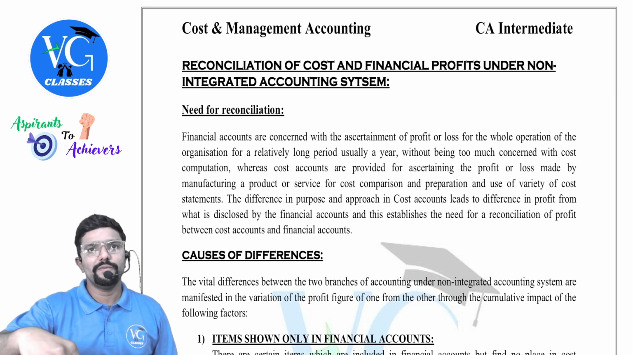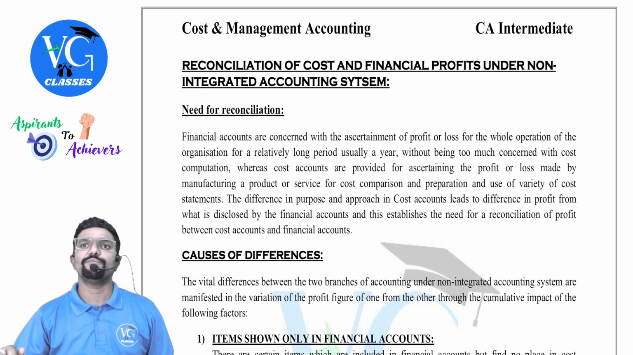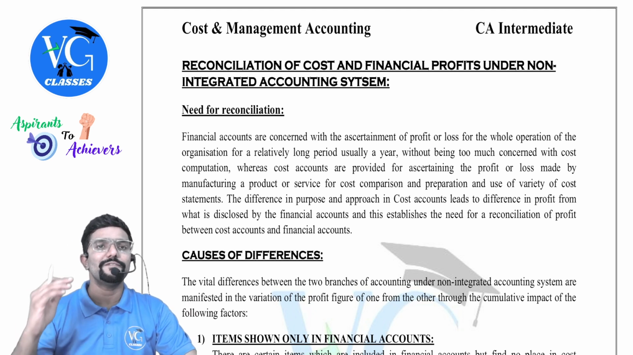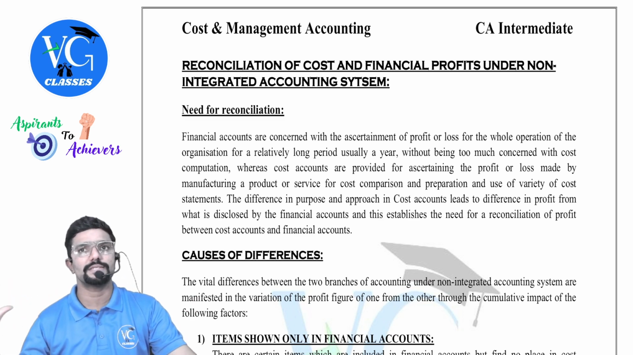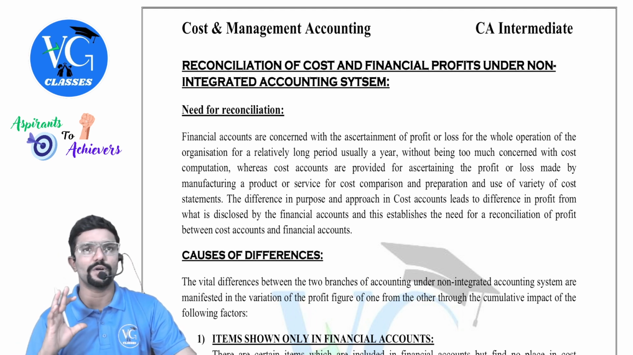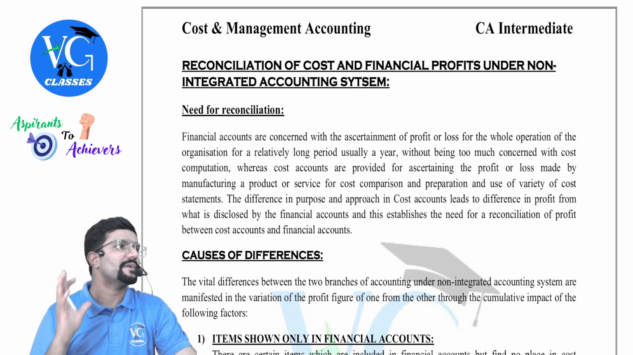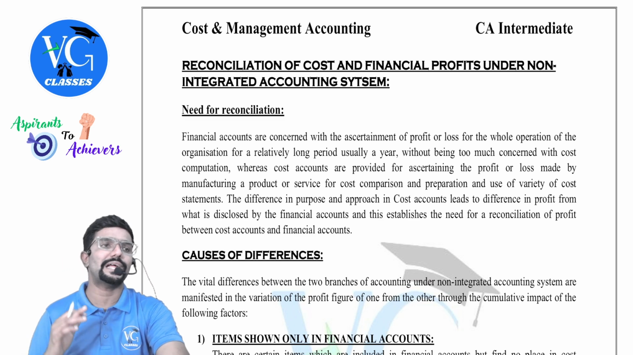Yes, students. Now we will get into the third part of this chapter, which is reconciliation of profits. Reconciliation of profits will come only when we are maintaining the books under non-integrated accounting system, because here we are maintaining two separate sets of books. One book is for recording financial transactions. Another book is for recording costing transactions.